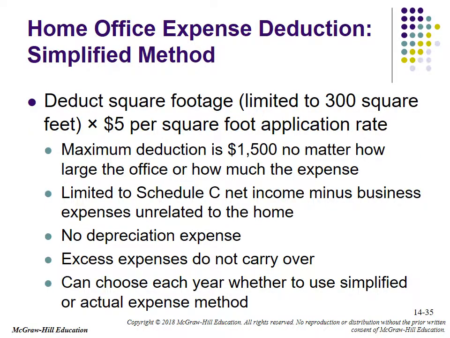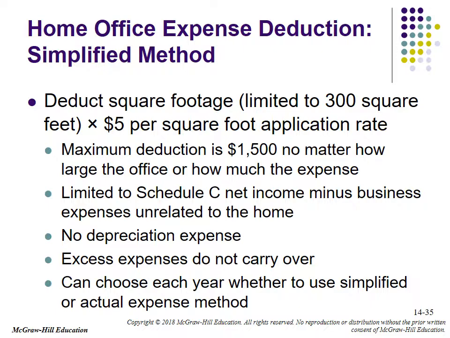The simplified method, we love this. If your office is less than 300 square feet of the use of your home, just take 300 square feet times $5 and you get a $1,500 maximum deduction. Well, I shouldn't say that. If you only use 100 square feet of your home, then it's 100 times $5. You don't get to take depreciation expense.